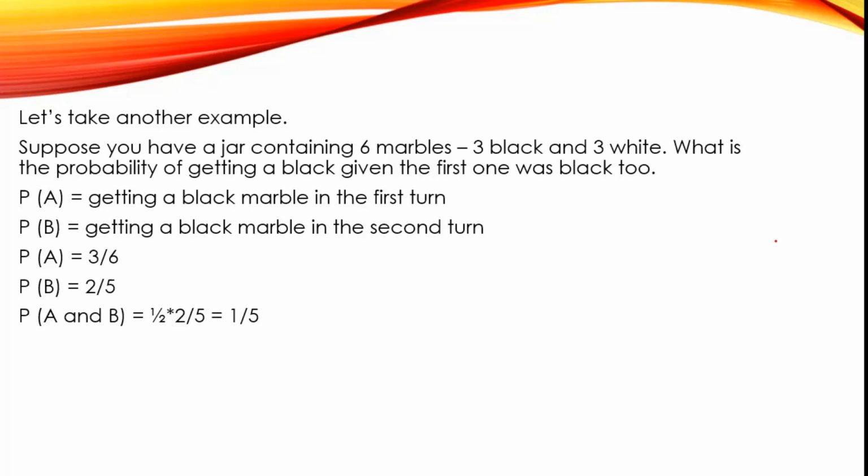The second time, we remove the first one, and the remaining black ones are 2. So 2 by 5. So 1 by 2 into 2 by 5 is 1 by 5. So 1 by 5 means 0.2 chances. Sometimes you need to convert to percentage also. So 1 by 5 into 100 is 20% chance of getting a black marble the second time also, where A and B both should happen.